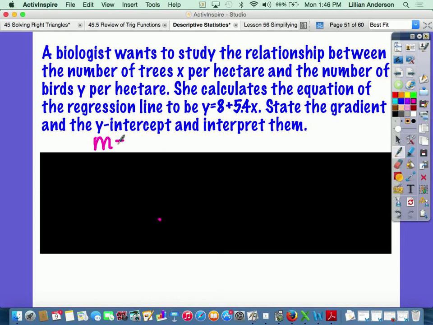8.4. So the gradient is 5.4, and what's my y-intercept? 8. So we got that part down. Now we need to interpret them. 5.4 is a decimal, but you can always convert it to a fraction. The slope is positive, so that means it's going up. So as trees increase, birds increase.